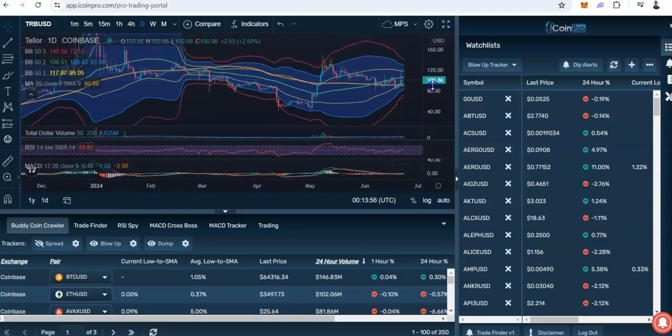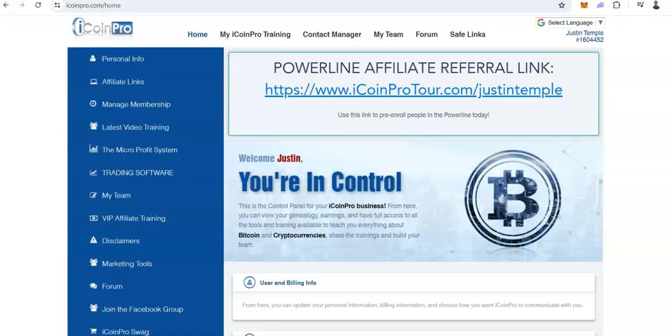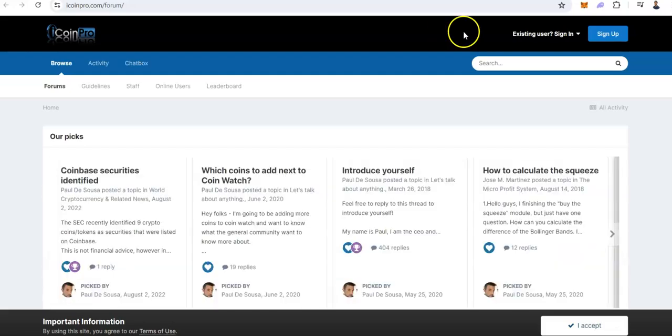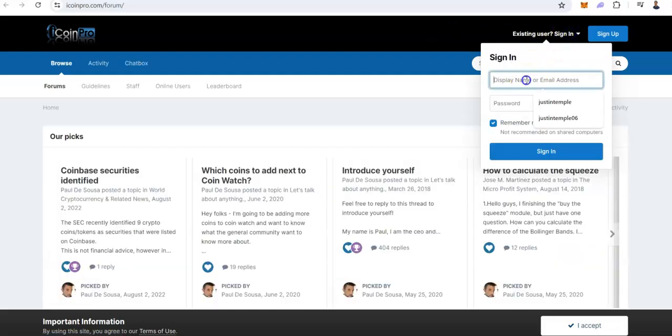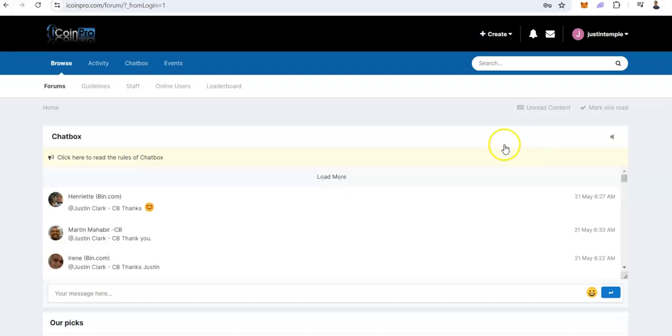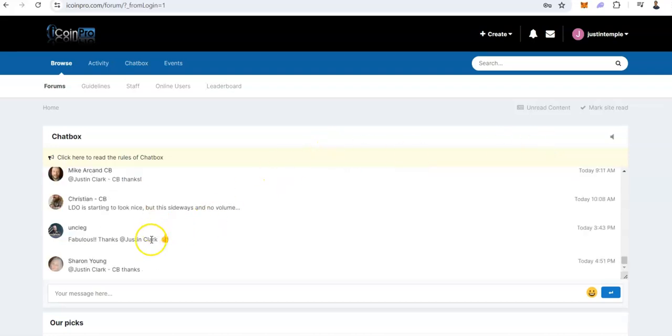So what we're going to do, actually another thing we can do is go over to the forum and we can see what the co-owner posted. So let's go to sign in. Let's go here and then so we can actually go into the forum and get a better idea of what coins we can be looking at.